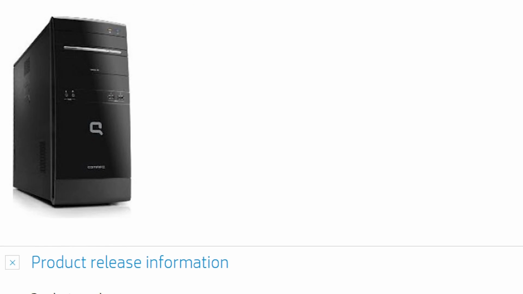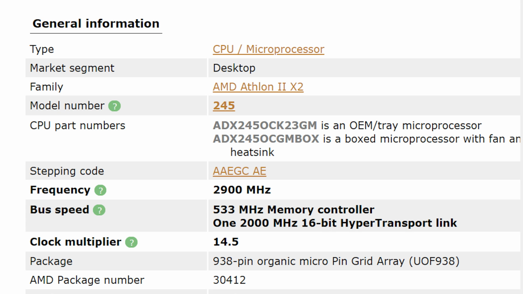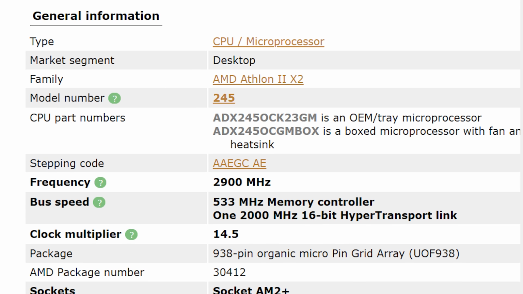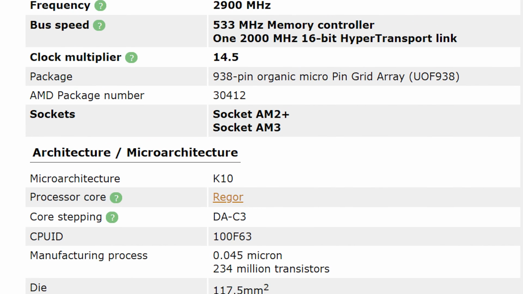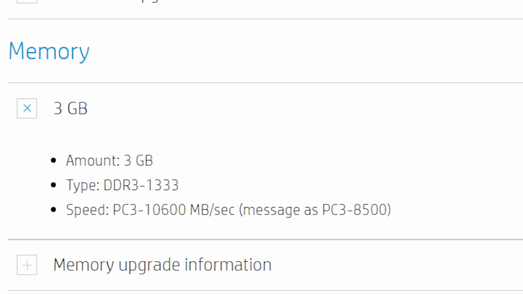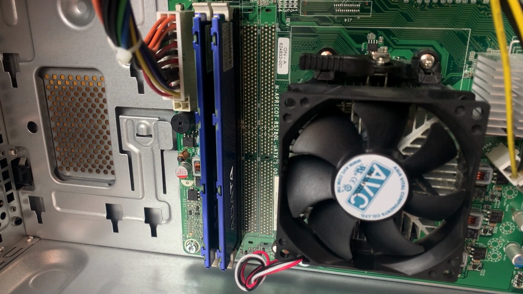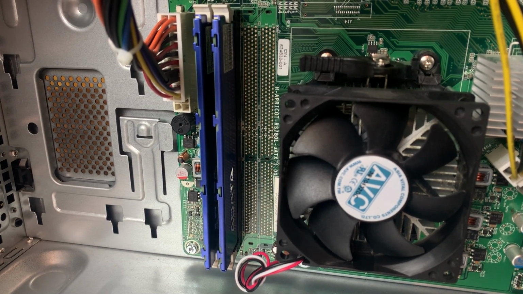The CQ5720F is a desktop released by Compaq in late 2010. It features the dual-core AMD Athlon II X2 245 processor clocked at 2.9 GHz and includes integrated ATI Radeon 3000 graphics. Originally, these came with 3 GB of DDR3 RAM, but using some of the RAM I pulled from the computer with the dead motherboard, I was actually able to make sure both of these had two sticks of 4 GB for a total of 8 GB each.